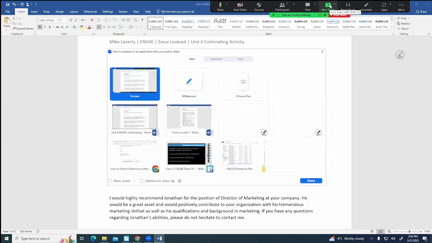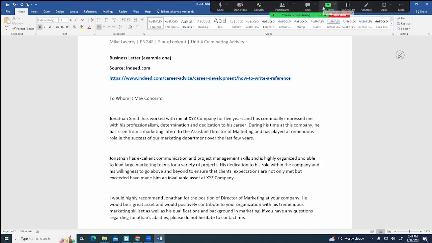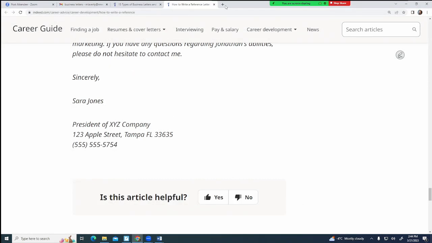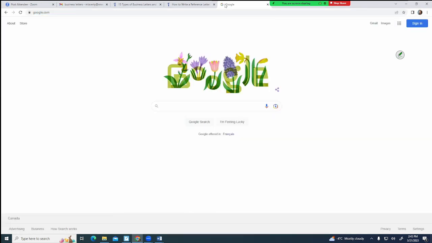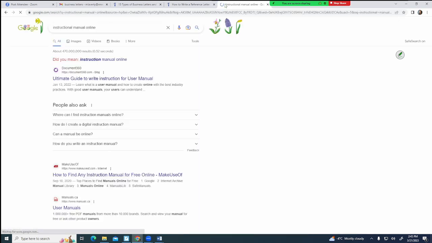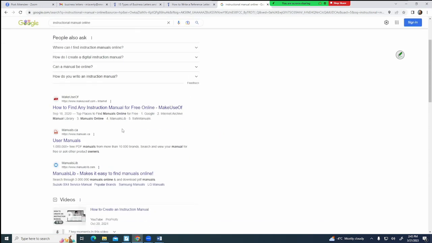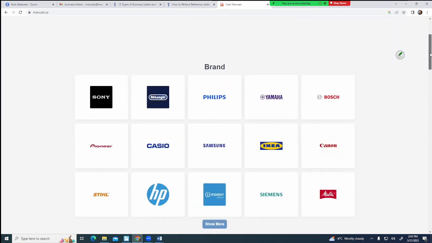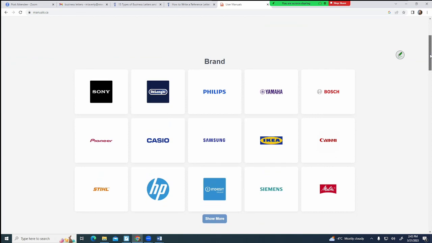And so you'll do that. In terms of finding an instruction manual, I think in the year 2023, if you simply Google instruction manual online, you'll find manuals.ca. That's the one I was thinking about. And I would just find a manual online. You don't need to write an analysis of it. You just got to find one.